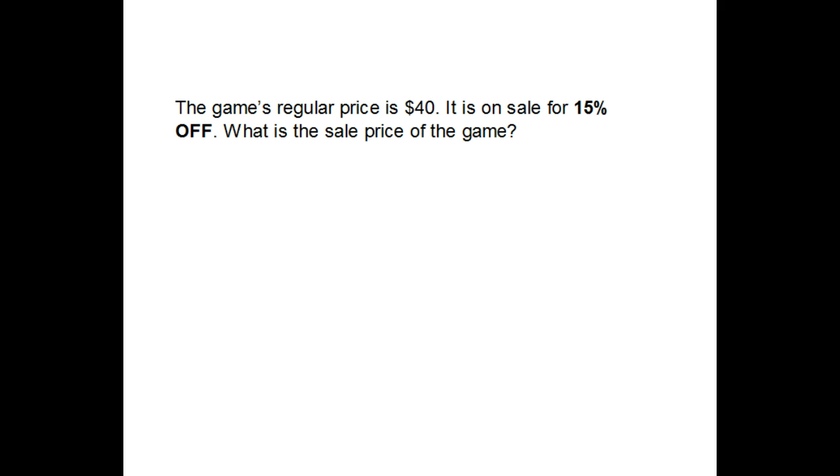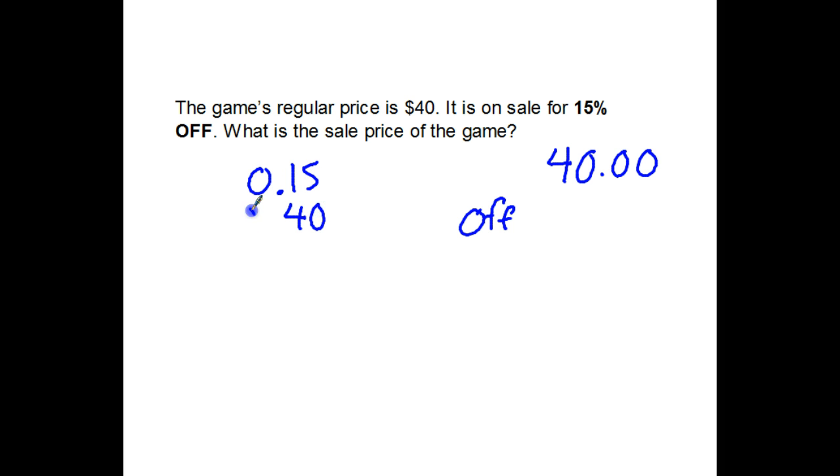Game's regular price is $40. It's on sale for 15% off. What is the sale price? So I'm writing my regular price, 40 bucks. And then I want to find out how much comes off. 15% off. That's 0.15 for 15%. It normally costs 40 bucks, so I want to find what 15% of 40 is.